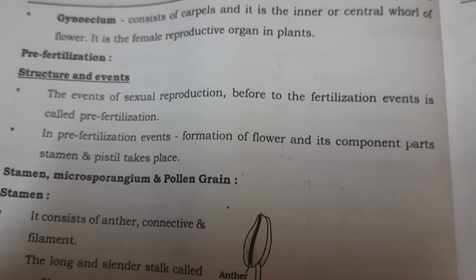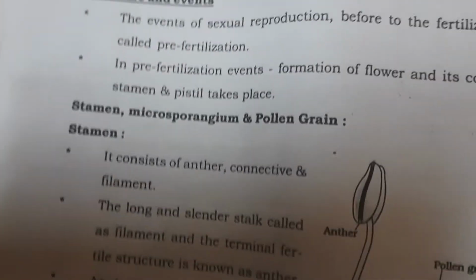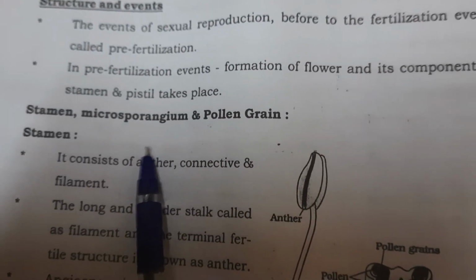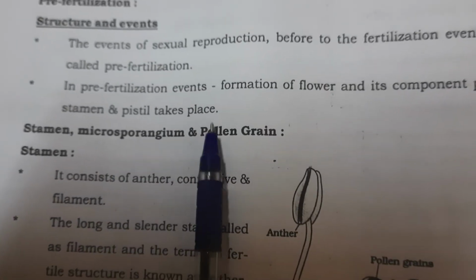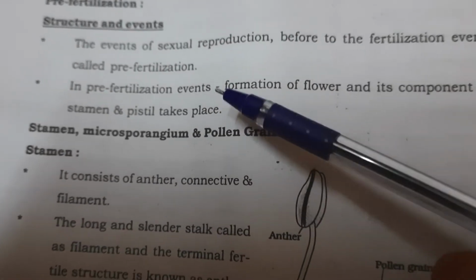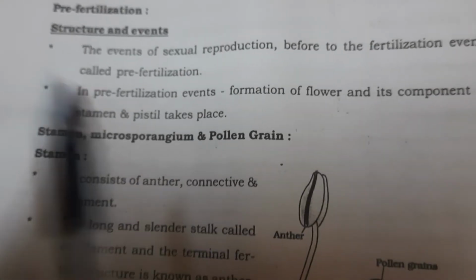Here the stamen, microsporangium and pollen grains: all these development and maturation take place in the pre-fertilization events. The first one is stamen.